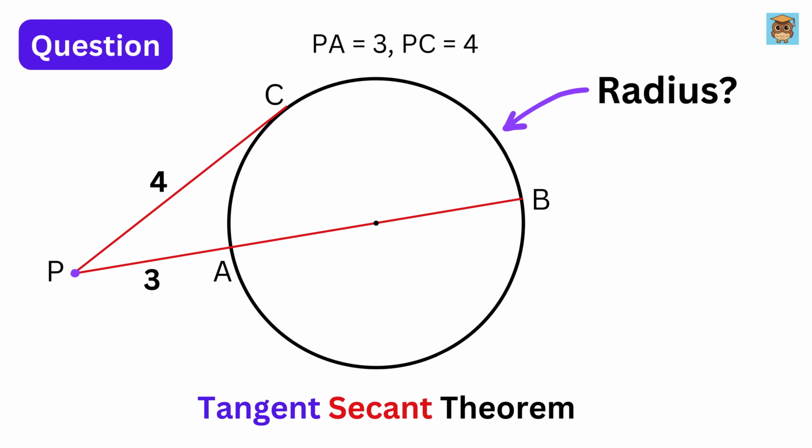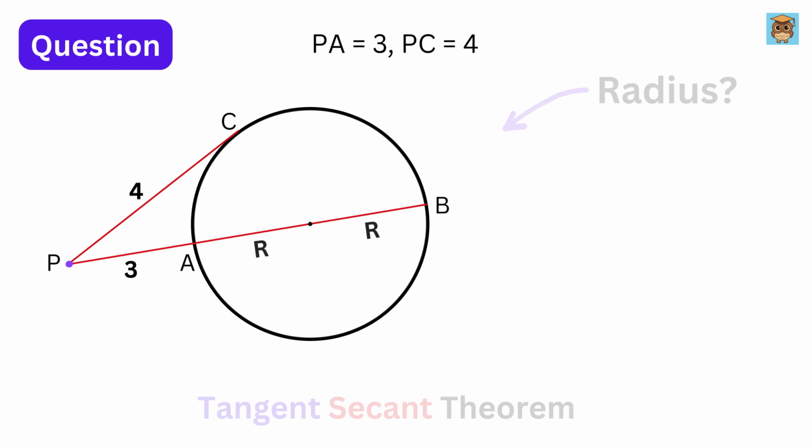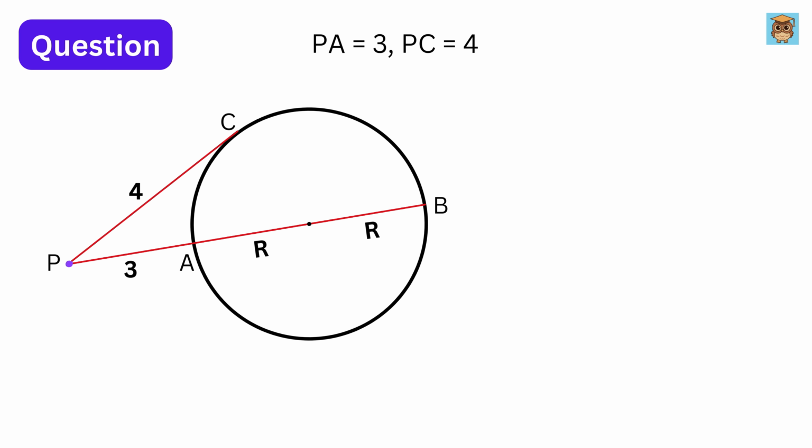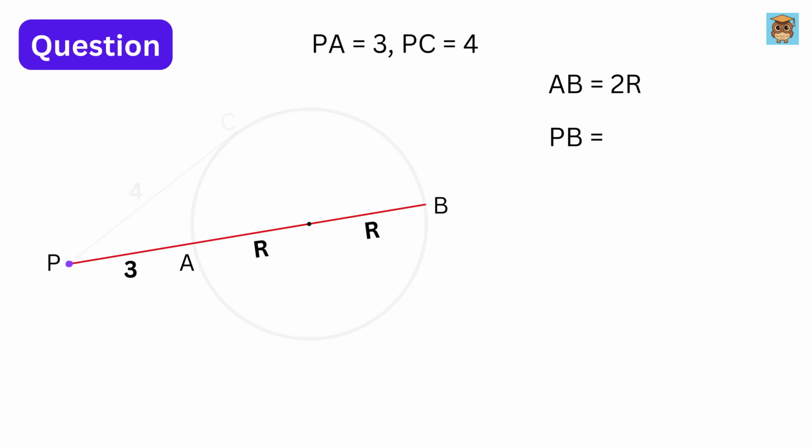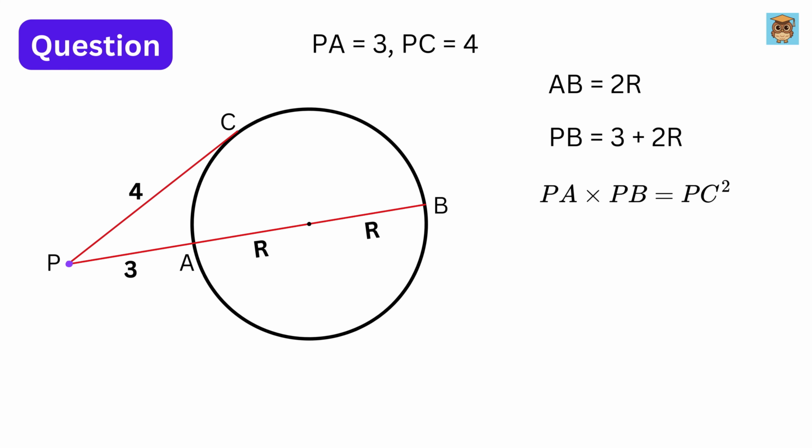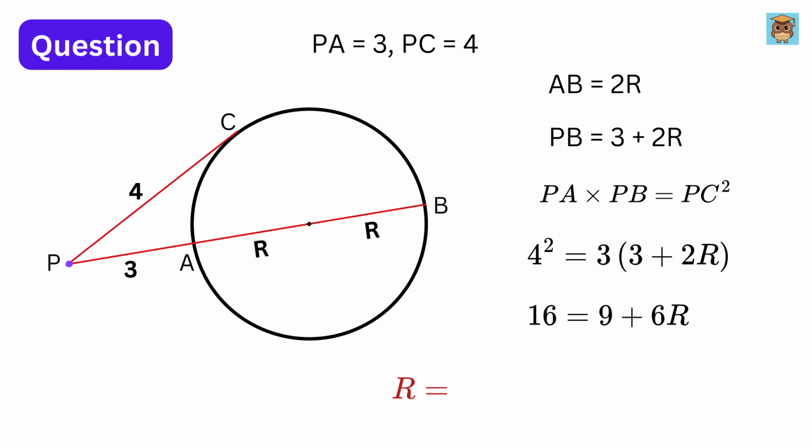First, we will use tangent-secant theorem. Let us label the radius as r. So AB, or the diameter of this circle, will be 2r. Thus, PB will be equal to 3 plus 2r, right? Now, using this theorem, we get 4 square equals 3 times (3 plus 2r), or 16 equals 9 plus 6r. Therefore, r equals (16 minus 9) over 6, or 7 over 6.